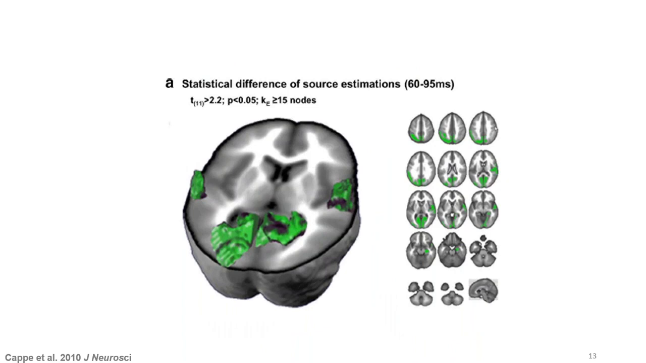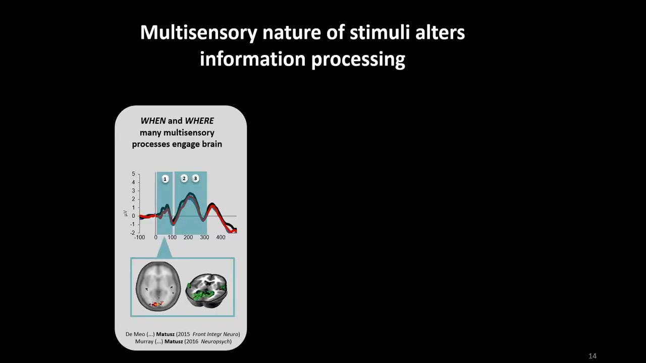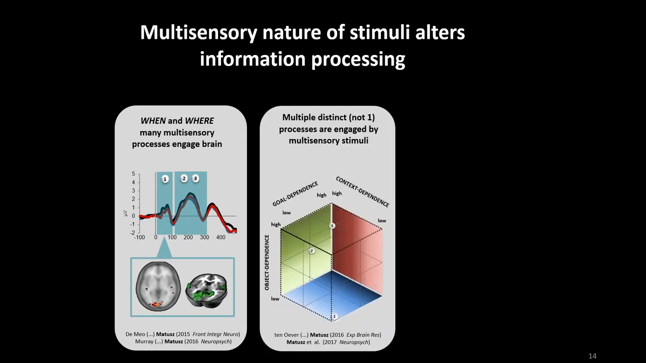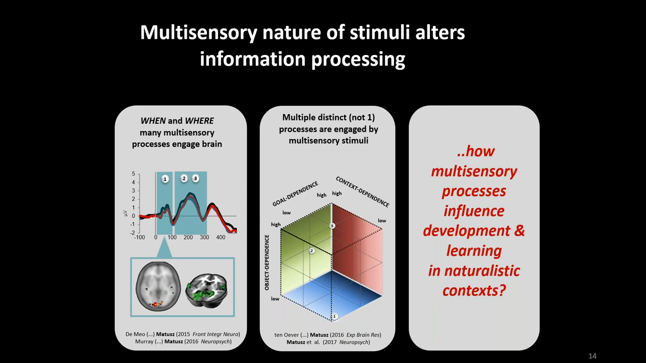In addition, we have also been seeing that the brain has a natural tendency to integrate information across the senses. In the work by Professor Micah Murray, it has been shown that the brain integrates audiovisual information within the first 100 milliseconds. This shows us how early our brain is already ready to extract the redundancies that exist in multisensory stimuli. As the multisensory nature of stimuli does alter information processing, for the past 10 years I've been investigating together with my colleagues when and where multisensory processes engage the brain, what type of multiple processes are engaged by multisensory stimuli, and more recently, how multisensory processes influence development and learning in naturalistic contexts.